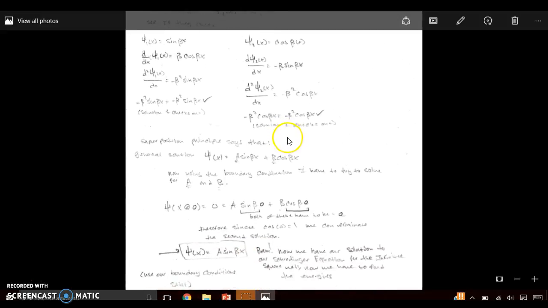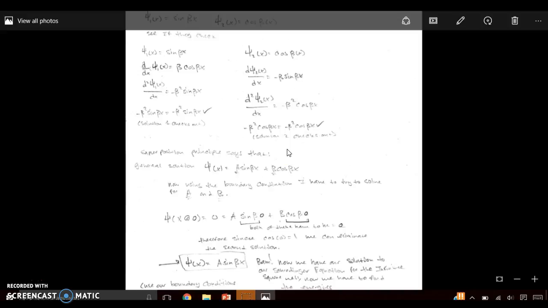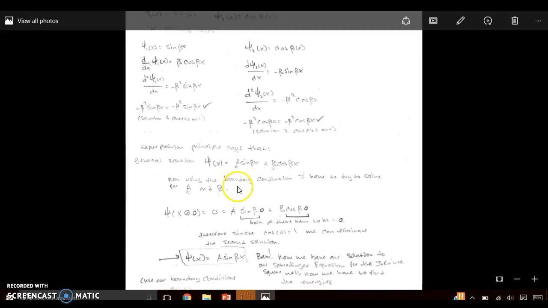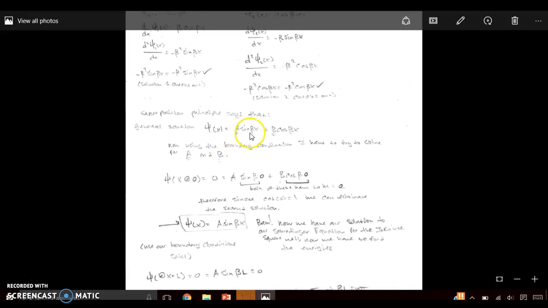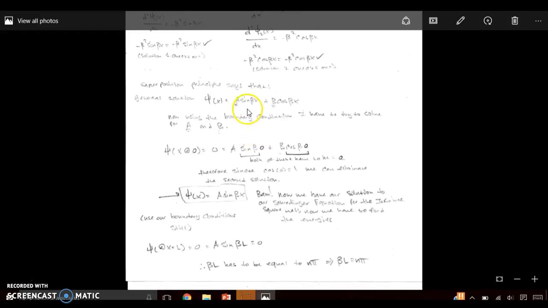Using the superposition principle, which tells me if you have two solutions to a differential equation, then a general solution to that differential equation is the sum of those two solutions. So basically that's what I have here. We already said sine beta x and cosine beta x. We just proved that both of those were solutions, and A and B are our constants. So now what we're trying to figure out is what are A and B. What are these constants that I just added into my solution for the wave equation?